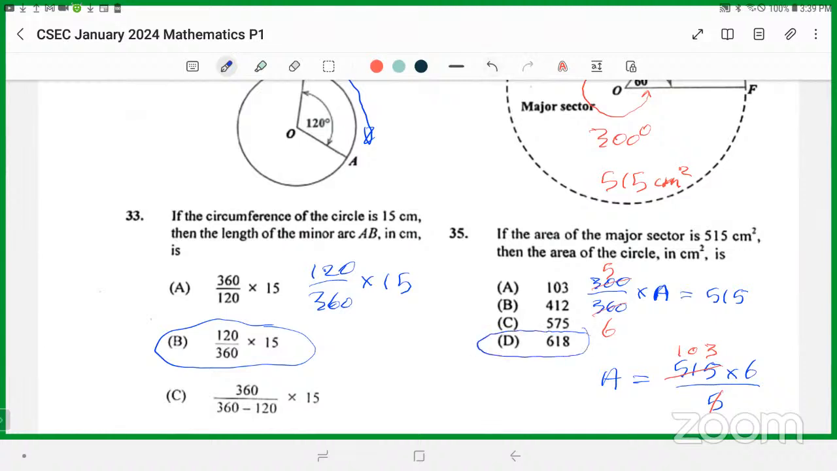Can't use any calculator, that's why you have to kind of break up the calculation. So if you want to do 6 times 103, you can think of it as 6 times 100 plus 6 times 3. So 6 times 100 is 600, 6 times 3 is 18. So that's 618. But that is the answer though. 618 is the area of the whole circle.